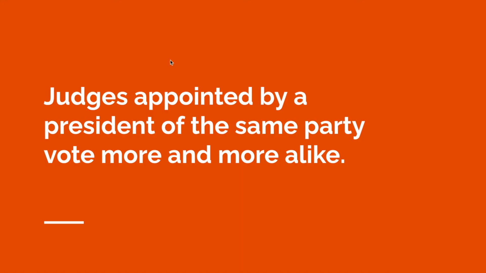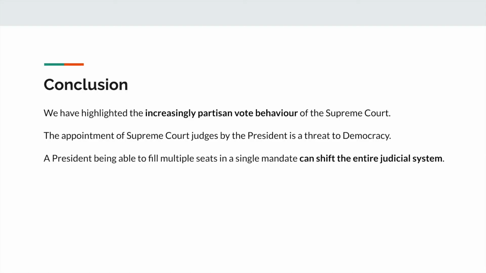To wrap things up, as John has noted, the Supreme Court justices have become more and more partisan, voting in line with the president who appointed him or her to the court. And this is important because this increasingly partisan behavior is a threat to democracy and the nature of the court. Also important to note is that a president being able to fill multiple seats in a single term can shift the entire judicial system, which we've seen in our study.